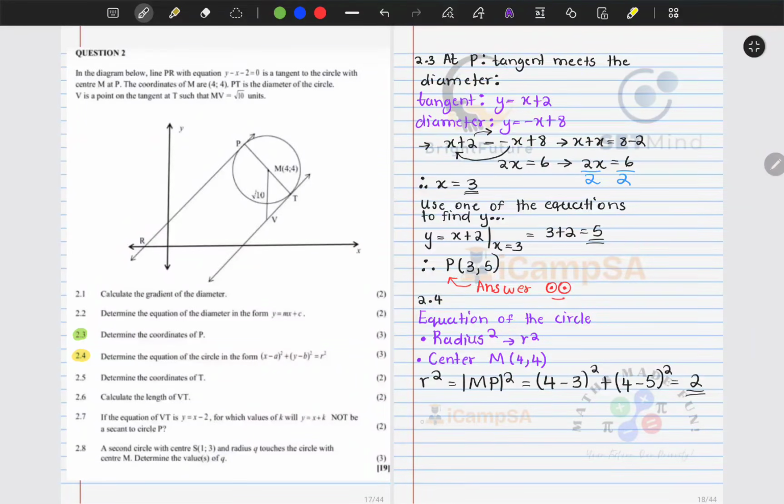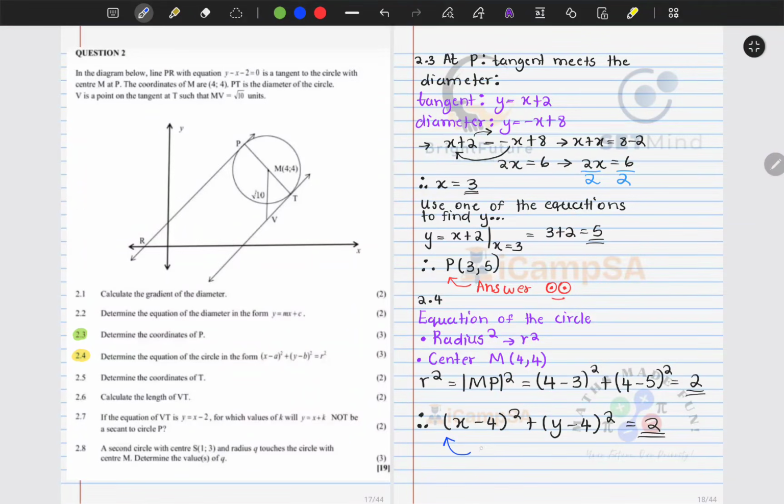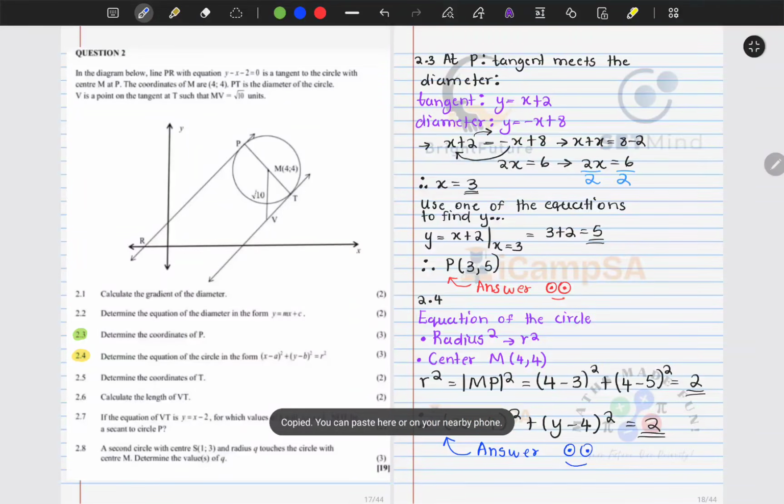Okay. So this means that we can now write the equation of the circle, which is going to be (x minus 4) all squared plus (y minus 4) all squared equaling 2. Okay. So that becomes our equation of the circle, and that becomes our answer. Very simple. You just needed to calculate the radius, and this would have worked. Okay. Done with that, let's go to the next page and see how we can find those coordinates of T.